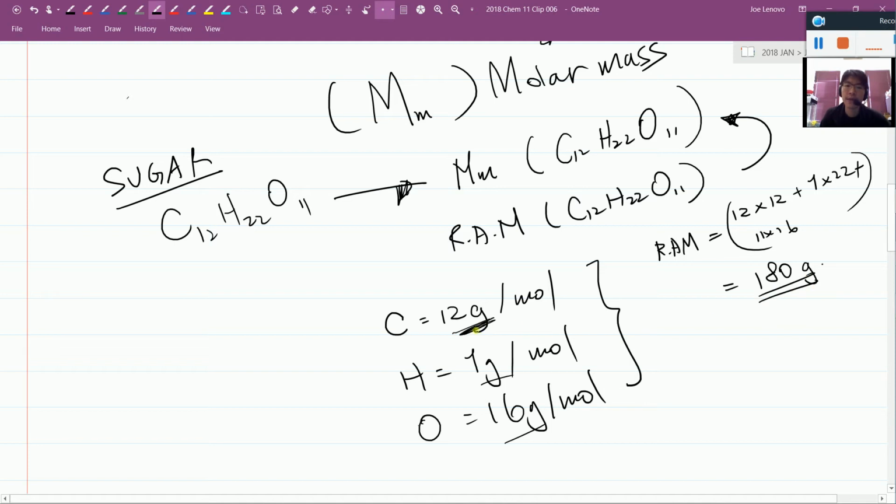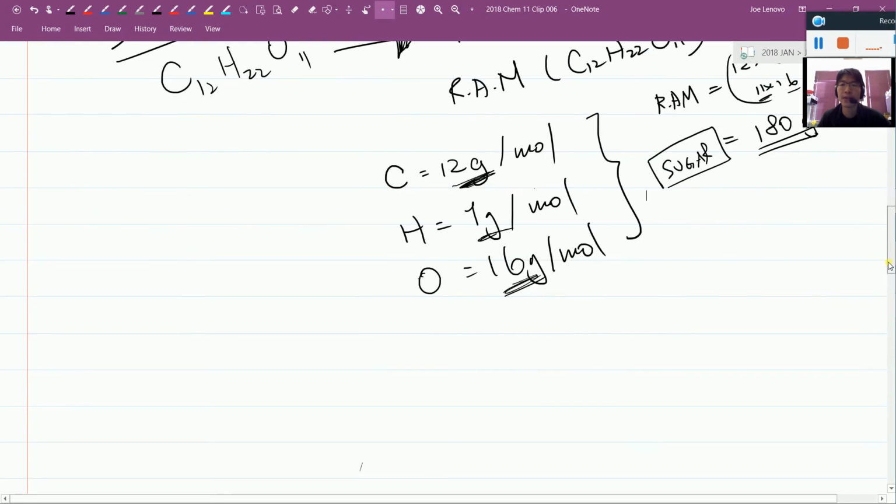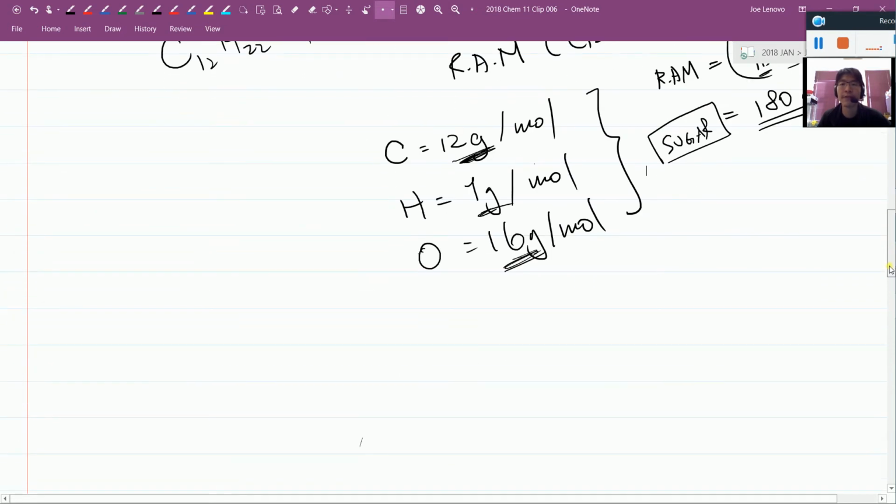If carbon is 12 gram per mole, I've got 12 mole there. Hydrogen is 1 gram per mole, I've got another 22 mole, and oxygen is 16 grams, I've got 11 mole. Altogether, it means that 1 mole of sugar molecules would weigh 180 grams per mole. This is important because we can use this concept to convert things between each other.